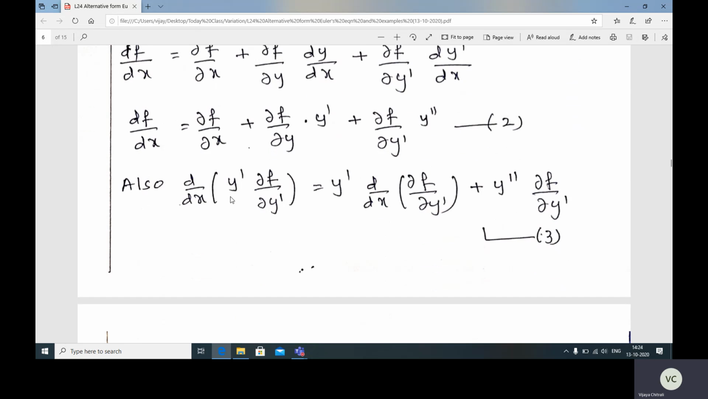Now d by dx of y' ∂f divided by ∂y'. So here y' into d by dx of ∂f by ∂y', plus y'' into ∂f divided by ∂y'. Now applying the u into v rule, this is u and this is v. So keep this y' as it is, differentiate this, plus keep this as it is, differentiate y'. So the differentiation of y' will be y''. Take this as equation 3.